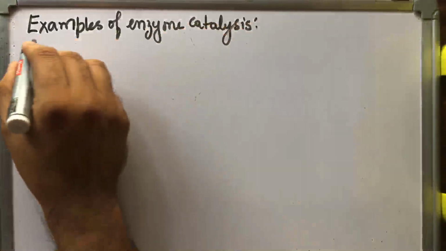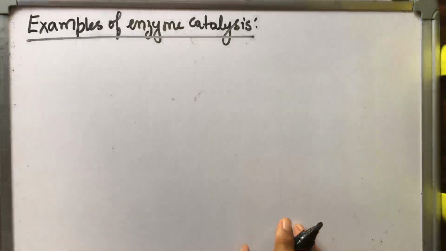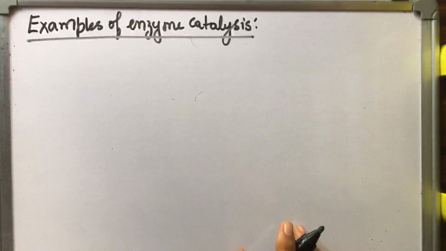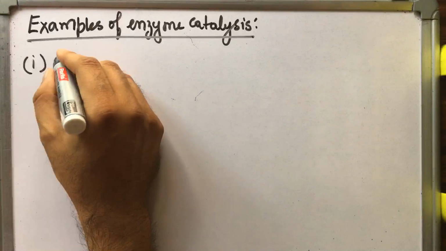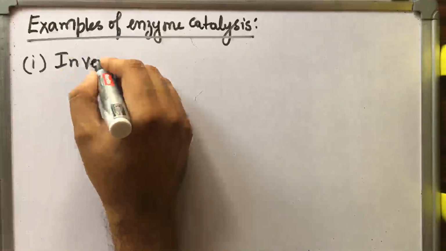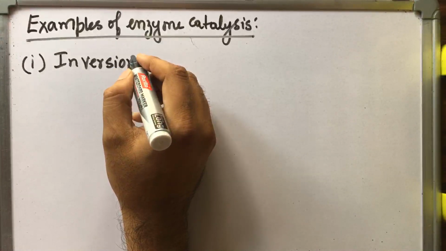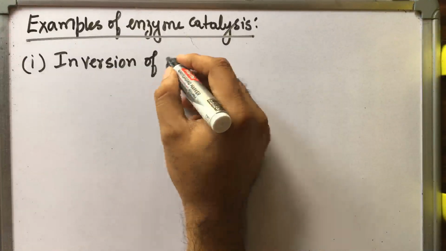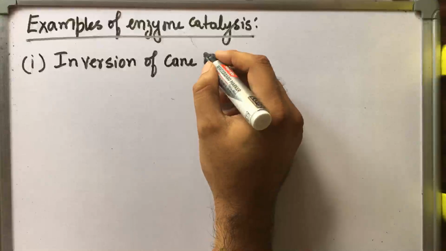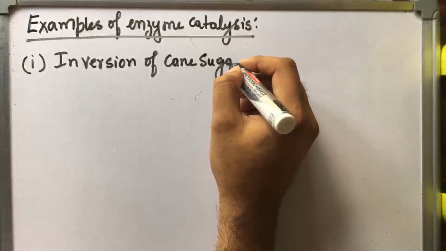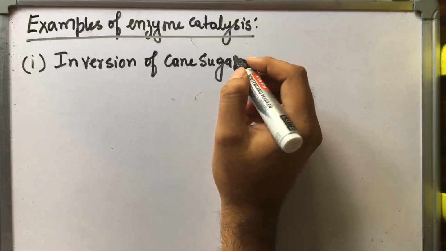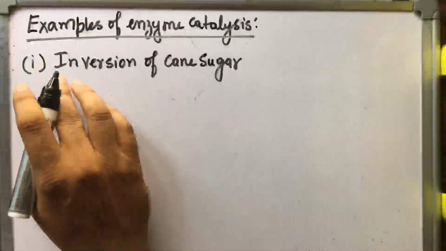Examples of enzyme catalysis. First example is the inversion of cane sugar. Inversion of cane sugar. First, I'll write the equation.